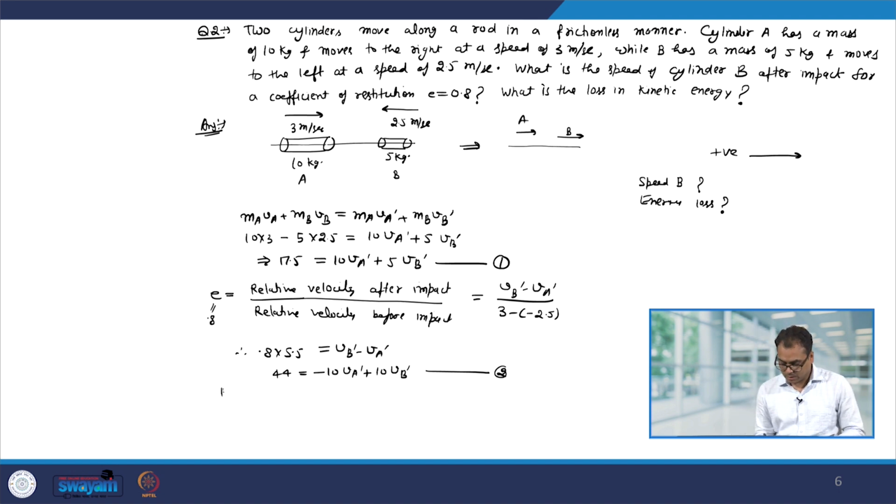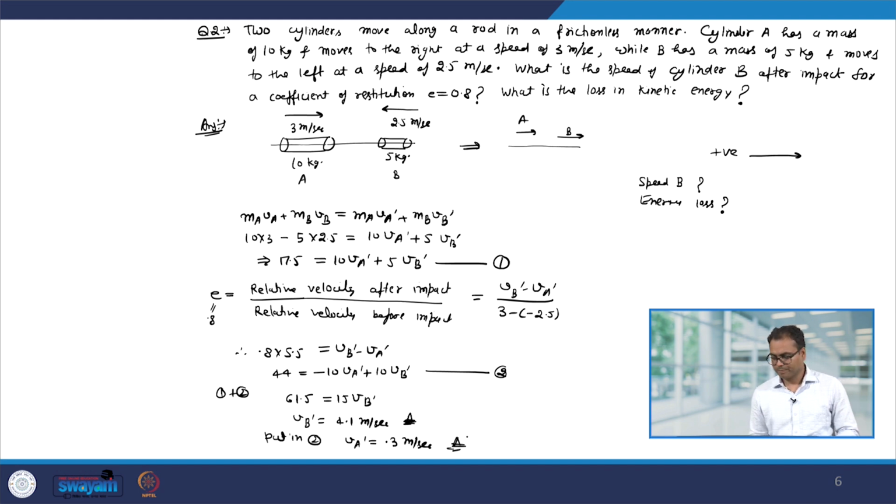Now, we can add 1 and 2. So, we get 61.5 equal to 15 v b prime. This gives v b prime equal to 4.1 meter per second. And if we put this in equation number 2, then we get v a prime, which is 0.3 meter per second. Let us now look at the change in kinetic energy.